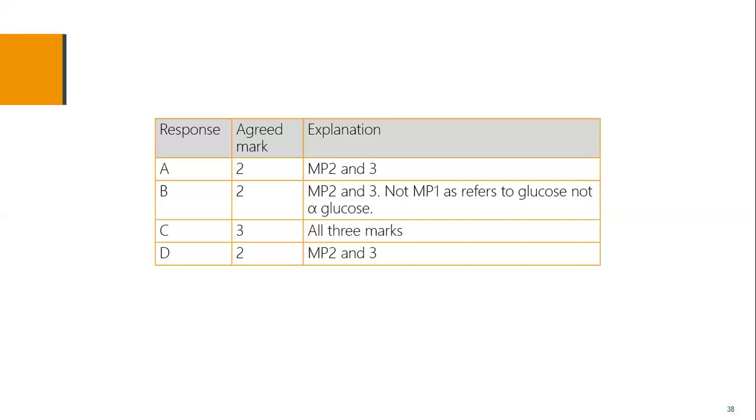D gained mark point 2 and mark point 3. Glucose molecules, no alpha, joined by 1,4-glycosidic bonds. Amylopectin, you've got whereas, or meanwhile, so you're comparing them and you've got the different bonding in amylopectin. Right, if we move on to the next question.